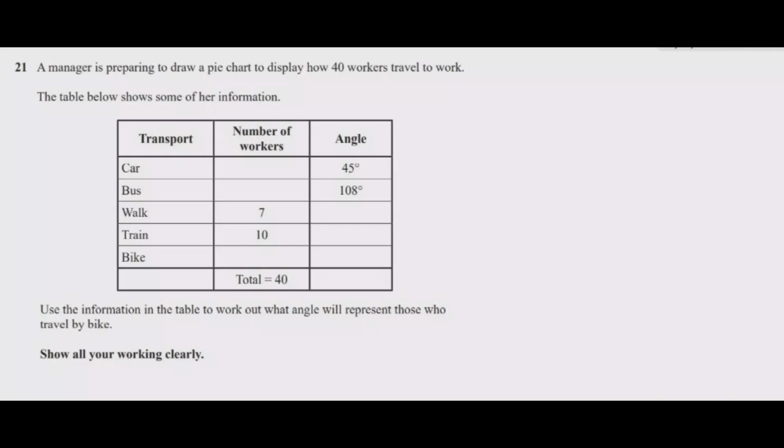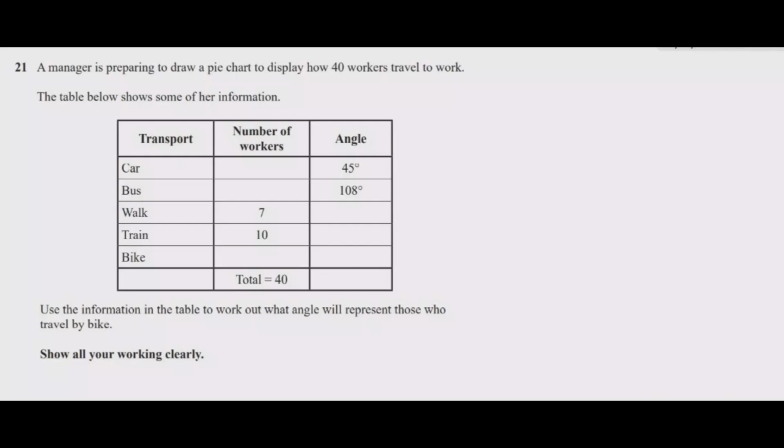However, the total number of people is 40, we know. Okay, so meaning the total sum of angles should be 360 degrees. This is going to use the pie chart. So we're going to say the angle will be 360 degrees.